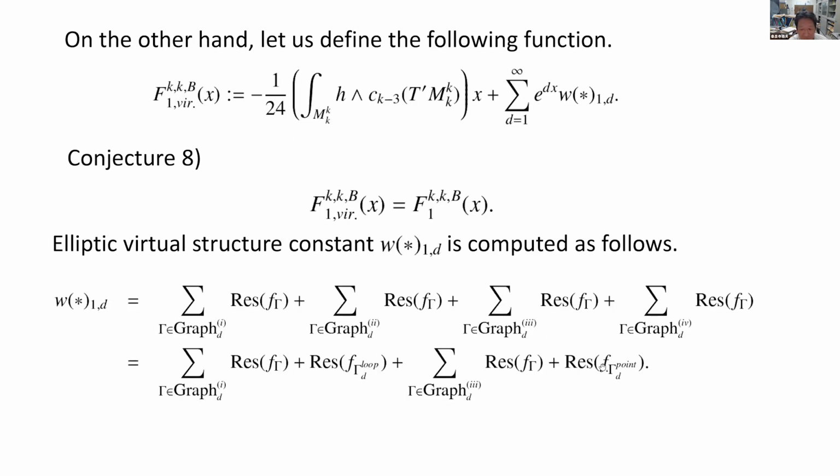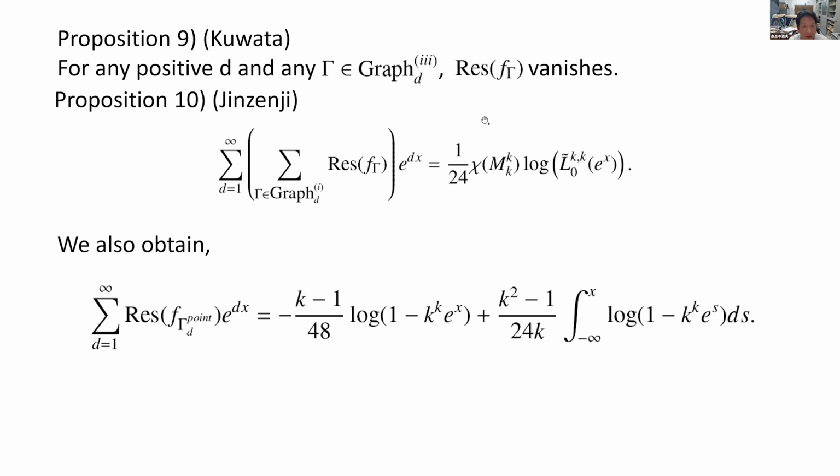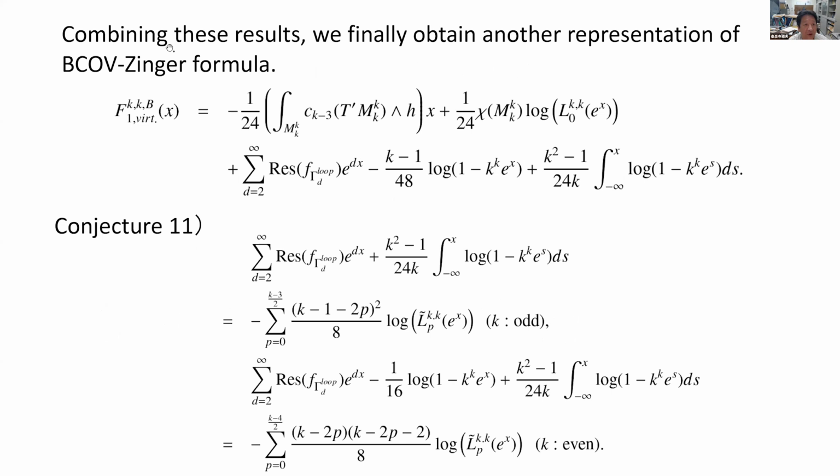And then for this type 1 contribution, I combinatorially proved that this type 1 contribution is given by this, which is an exact result. I have proved this recently. Then the fourth contribution is given by this formula. It is very easy to compute. Combining these results, we finally obtain another representation of the BCOV-Zinger formula given by this. So the remaining non-trivial contribution is this, coming from the one-loop graph.